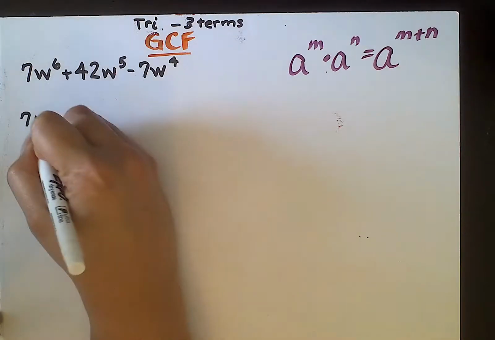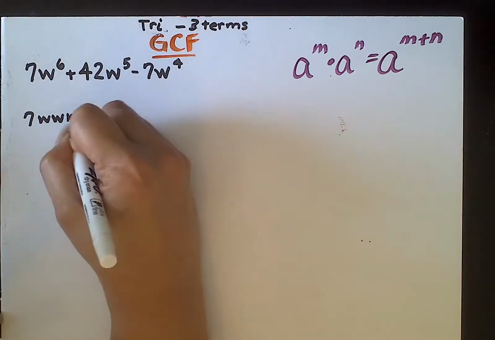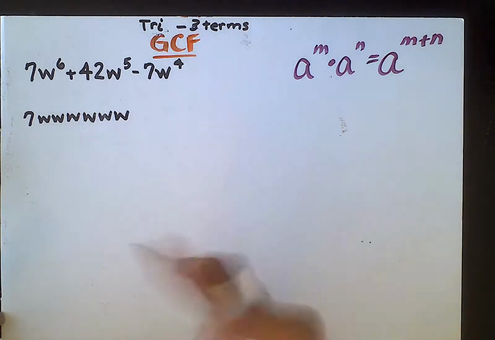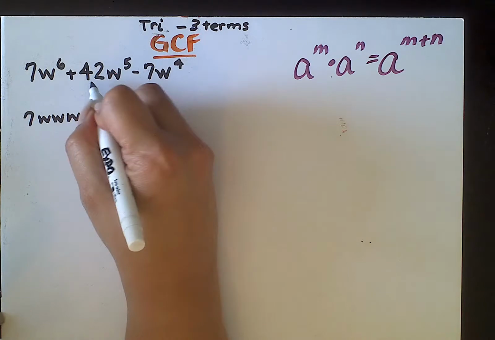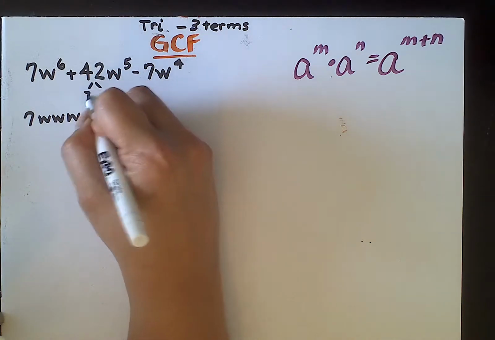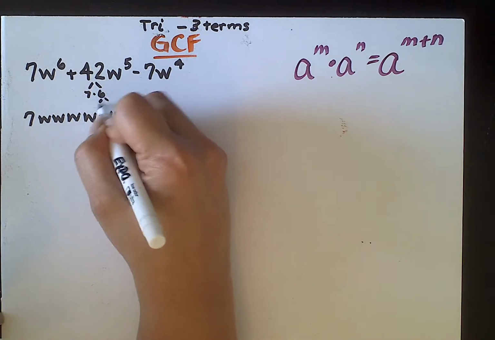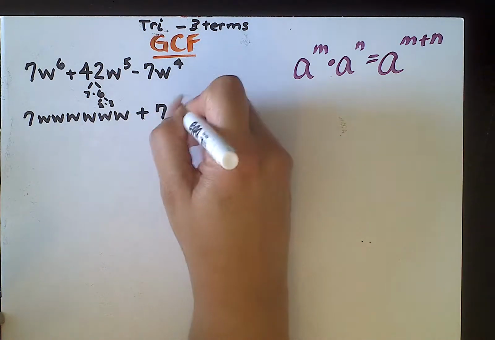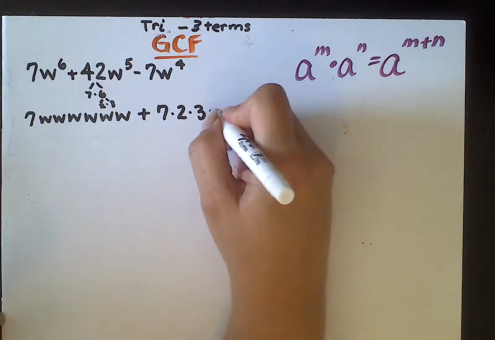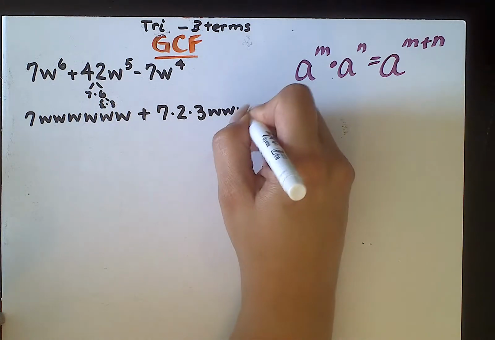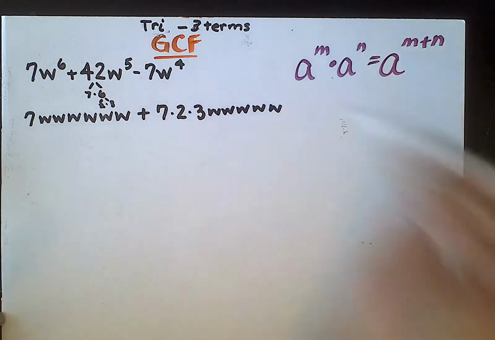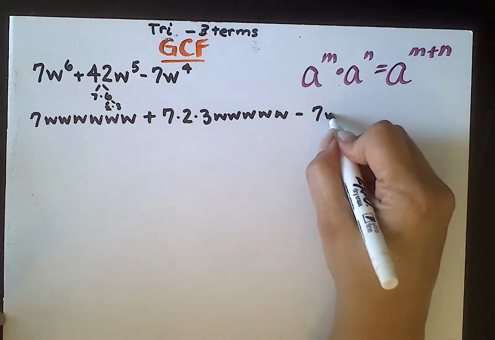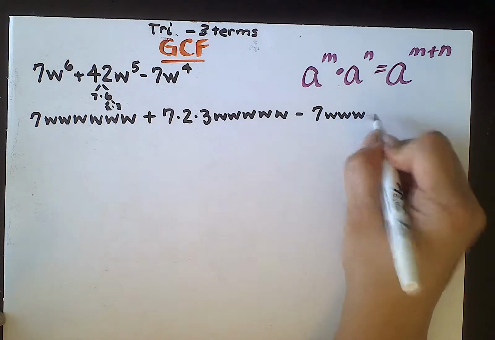So 7, 1, 2, 3, 4, 5, 6. 42, that's 7 times 6, and that's 2 times 3. So I'm going to put plus 7 times 2 times 3, and then 1, 2, 3, 4, 5, minus 7 is prime again, and then 1, 2, 3, 4.